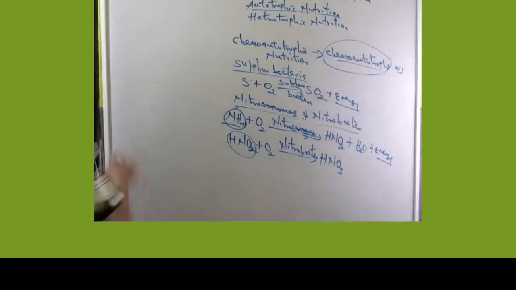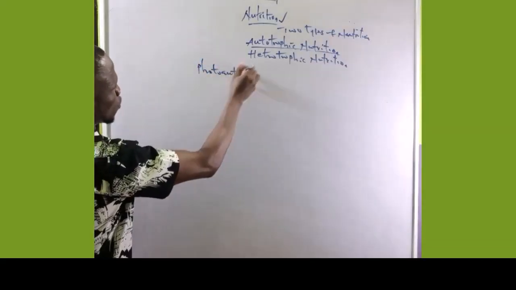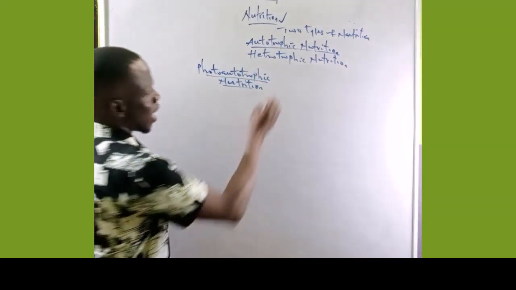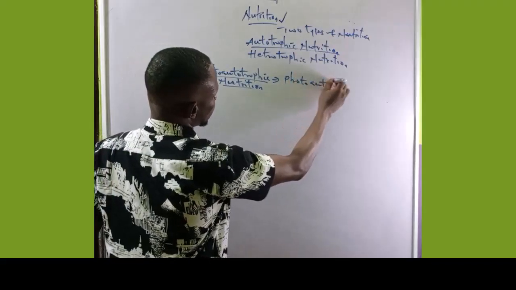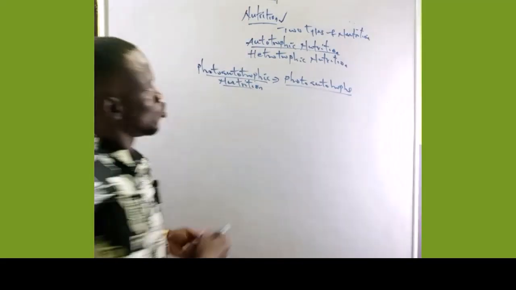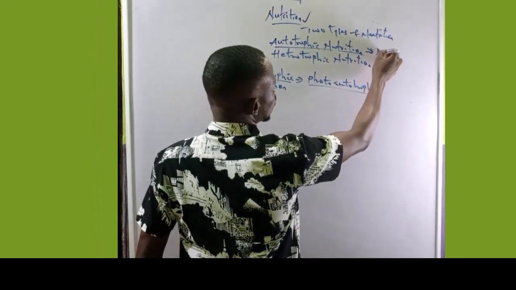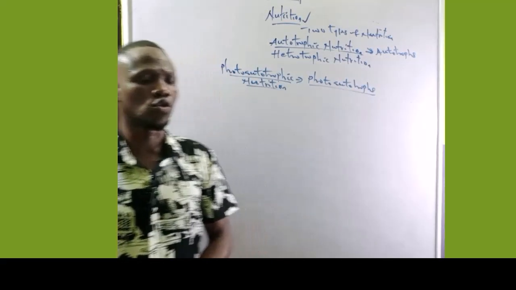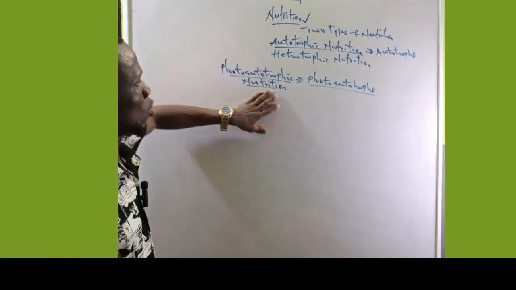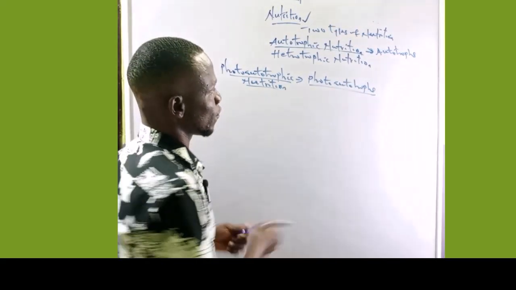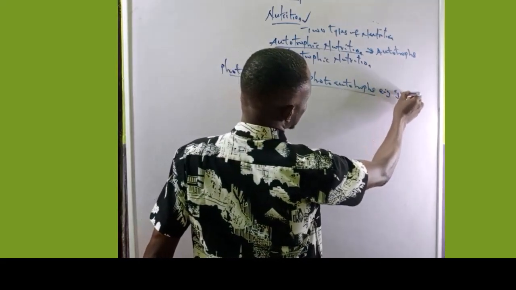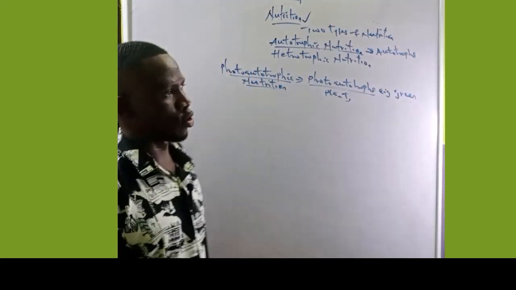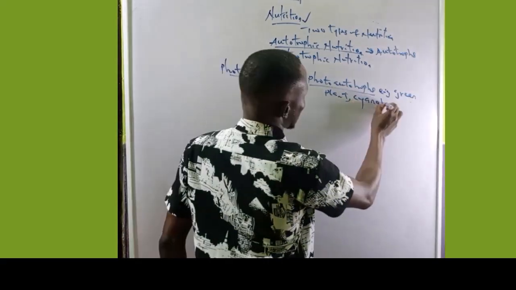Now let's look at photoautotrophic nutrition. The organisms that undergo this mode of nutrition are known as photoautotrophs, while the organisms that generally undergo autotrophic nutrition are known as autotrophs. So there are two types of autotrophs, photoautotrophs and chemoautotrophs. If you undergo the photoautotrophic mode of nutrition, you are a photoautotroph. Example is green plant. Some bacteria also undergo this mode of nutrition.